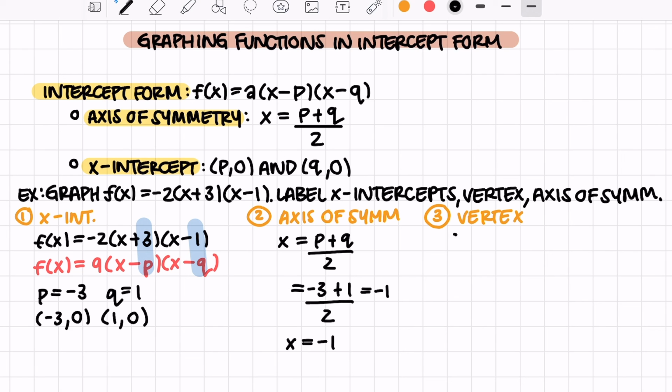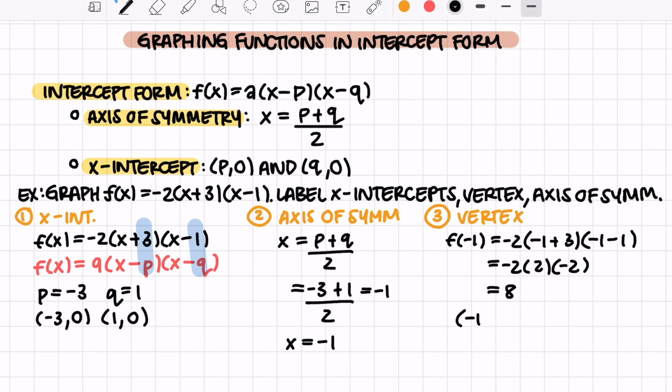So right here, f of -1 is equal to -2 multiplying with -1 plus 3 times -1 minus 1. That just equals -2 times 2 times -2, which equals +8. So our vertex has x equal to -1, from our axis of symmetry, and our y value is 8. Cool. So hopefully this helped. Good luck.